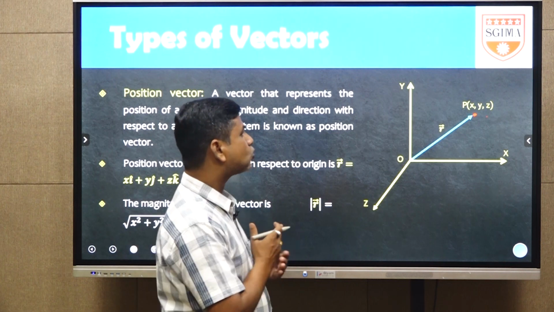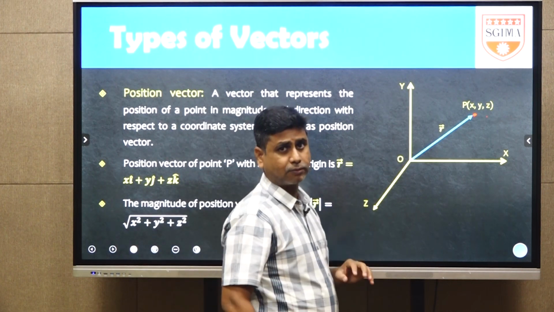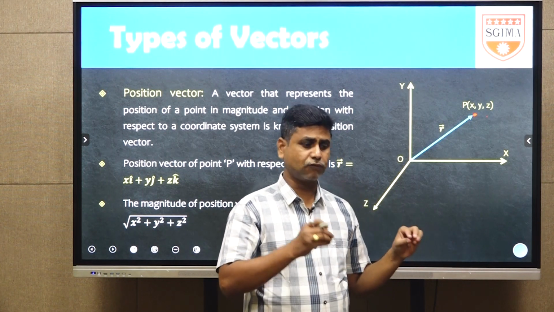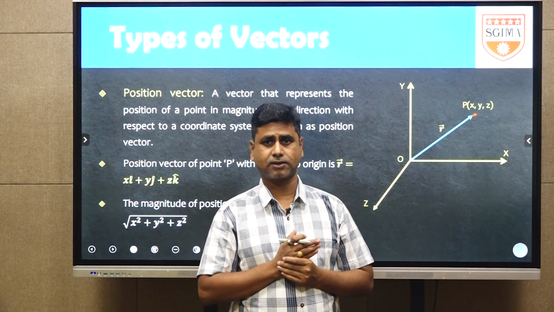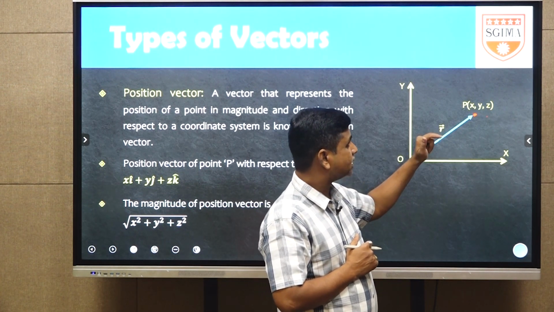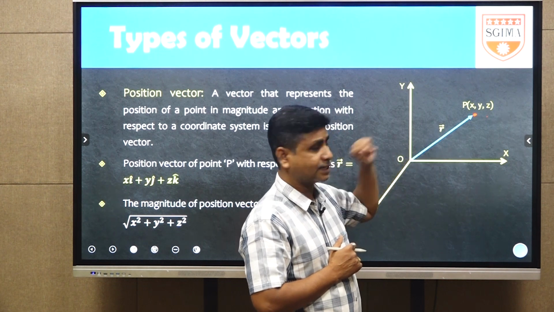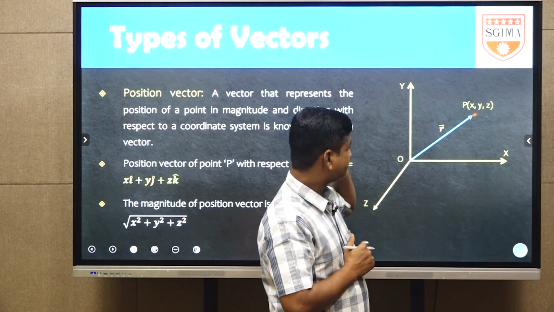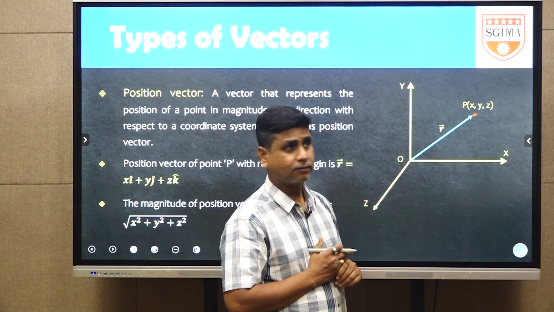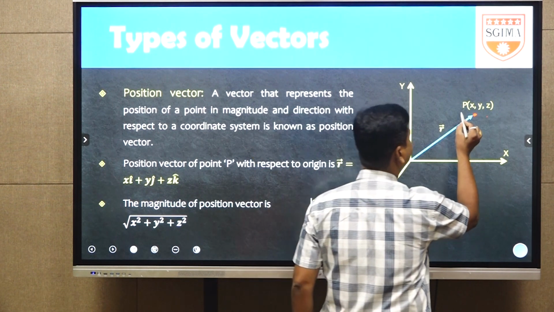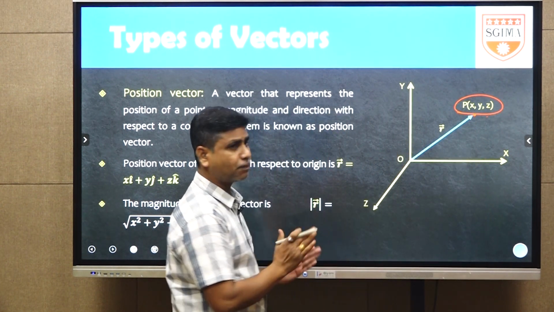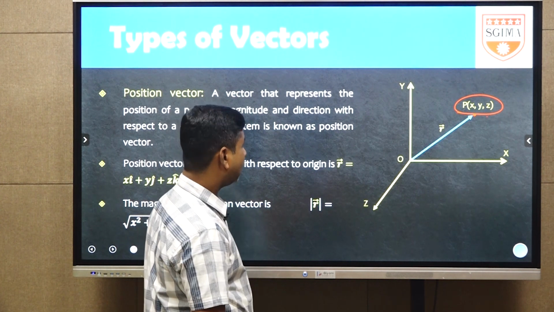In a 3-dimensional coordinate system, if any point is taken, it exists in space. Now this point P is taken in space. Its position is x with respect to the x-axis, y with respect to the y-axis, and z with respect to the z-axis. That is why the coordinate is given as (x, y, z), the position of the particle.